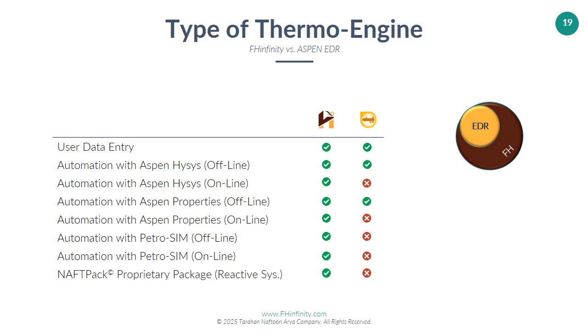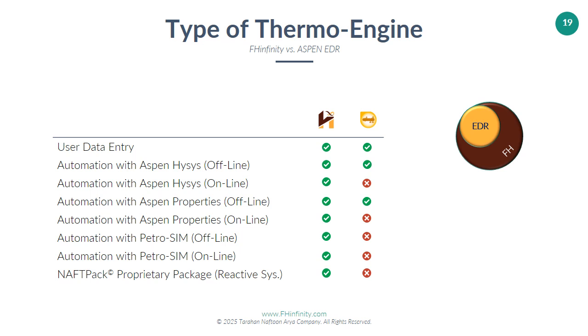In the offline method, the simulator calls the Thermo-Engine once to generate the physical properties and populate the heat curve table, similar to EDR. But in the online method, the simulator connects to the Thermo-Engine at every single step of the calculation. It retrieves the exact properties based on the specific enthalpy and pressure at that point. Why does this matter? Because it eliminates interpolation errors.